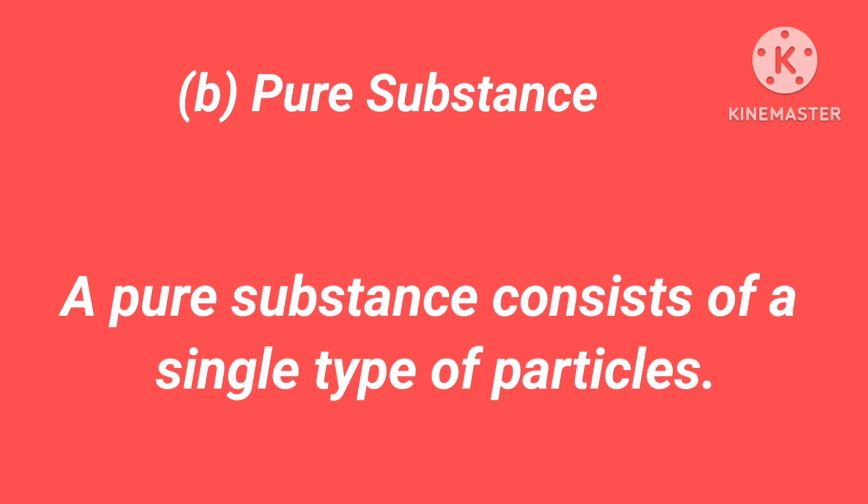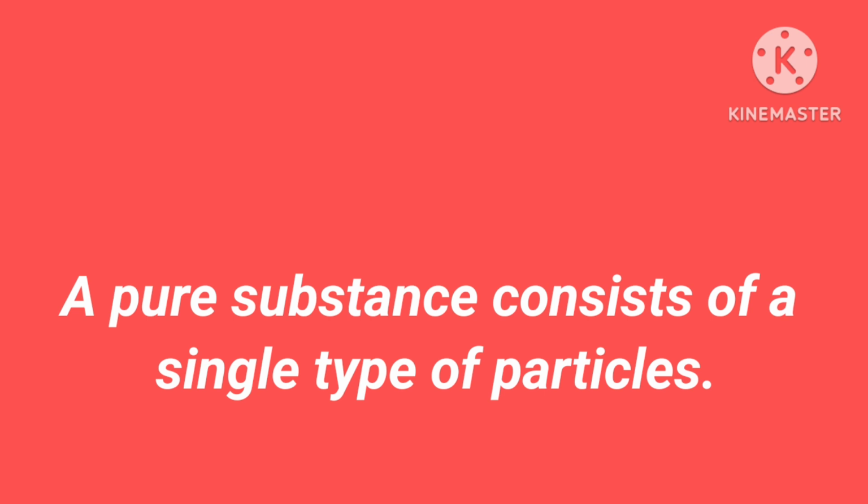A pure substance. A pure substance means a single type of particles, or only one type of particle should be there in the case of a pure substance. Pure means it is 100% perfect, only one particle or substance should be there, that is called a pure substance.